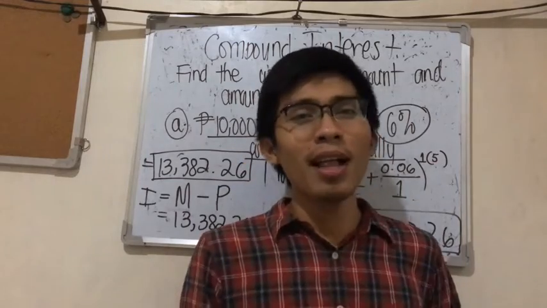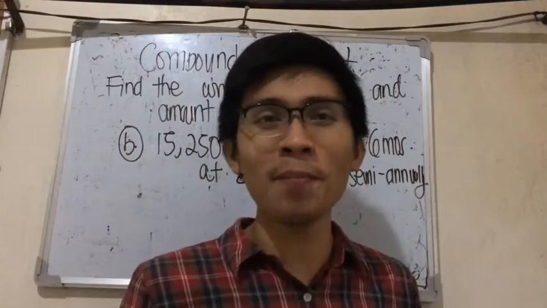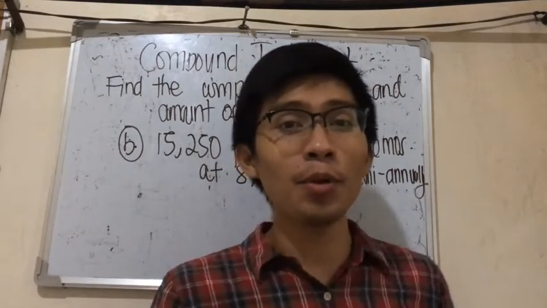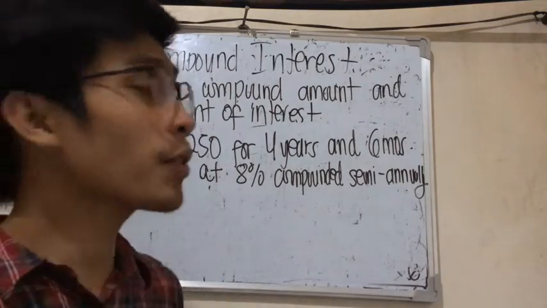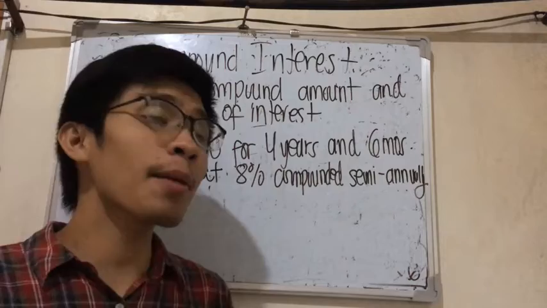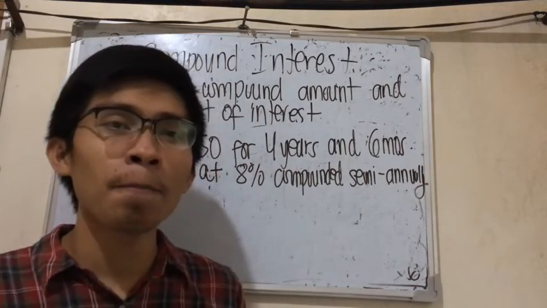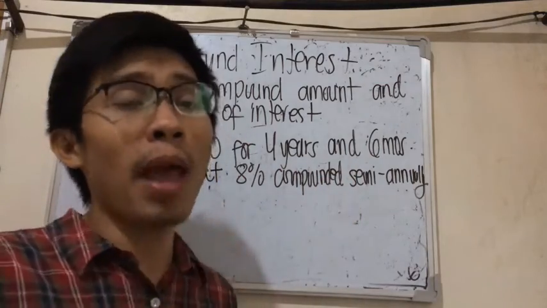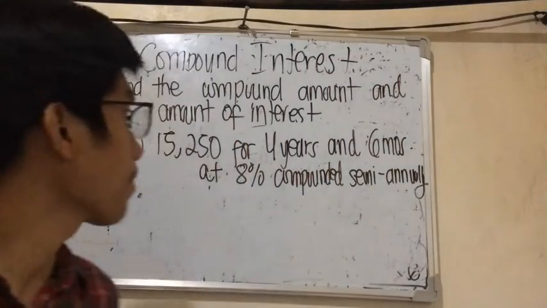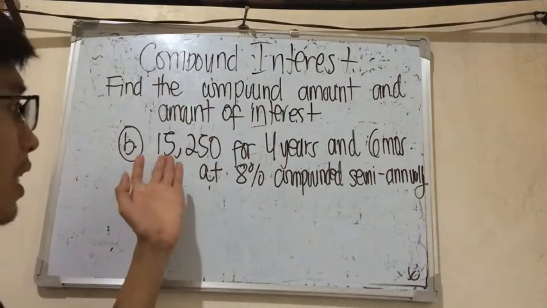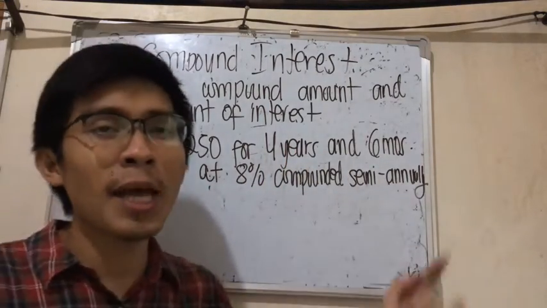To understand it more, let's proceed to another example. Let's solve more examples to master compound interest. This is example number 2. Same thing: our goal is to identify the compound amount, at the same time, the amount of interest. Again, compound amount means the total amount that you have to pay or you're going to receive as you deposited or borrowed money. So I have here 15,250 for 4 years and 6 months at 8% compounded semi-annually.